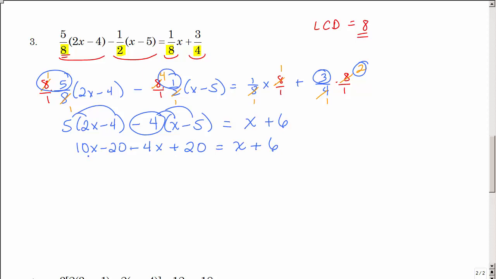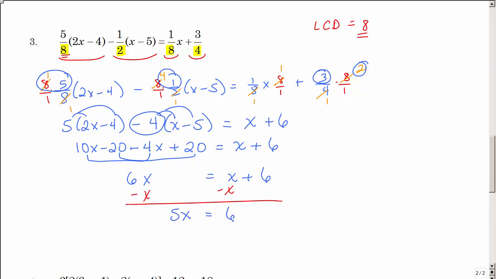Going to collect like terms. So that's 6x. Ooh, what's 20 minus 20? Or negative 20 plus 20? That's 0. Now I'm going to put my x's on one side. I think I'll take them over here. So I have 5x equals 6. Divide by 5. And I get 6/5. Go over that problem one more time. Do it a little bit slower. Think about that LCD.